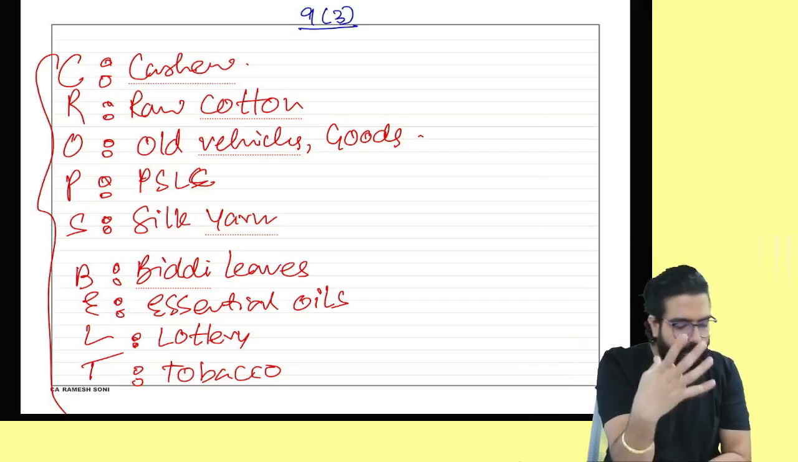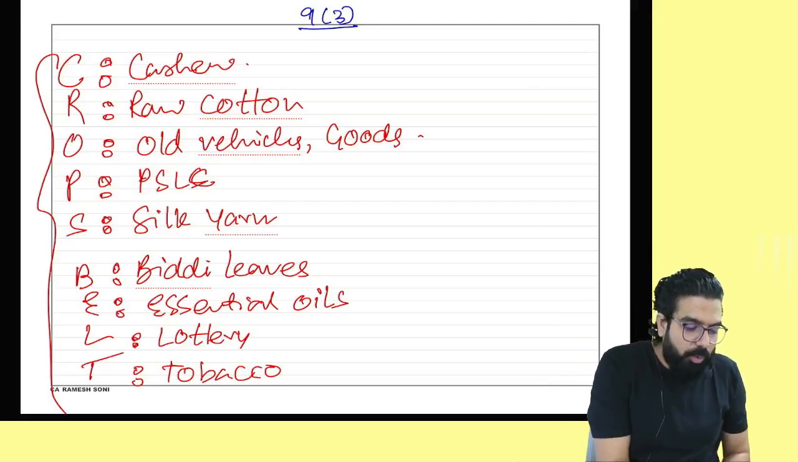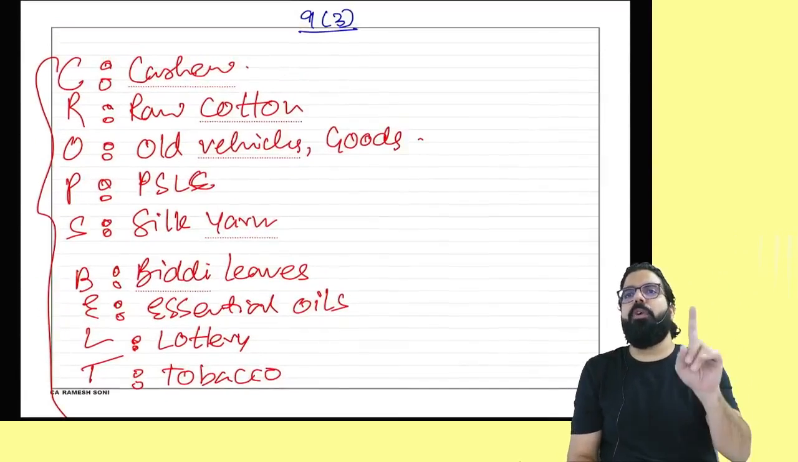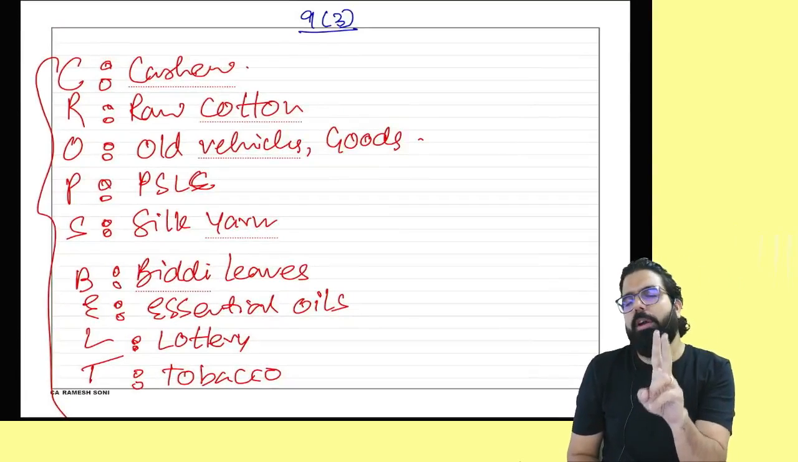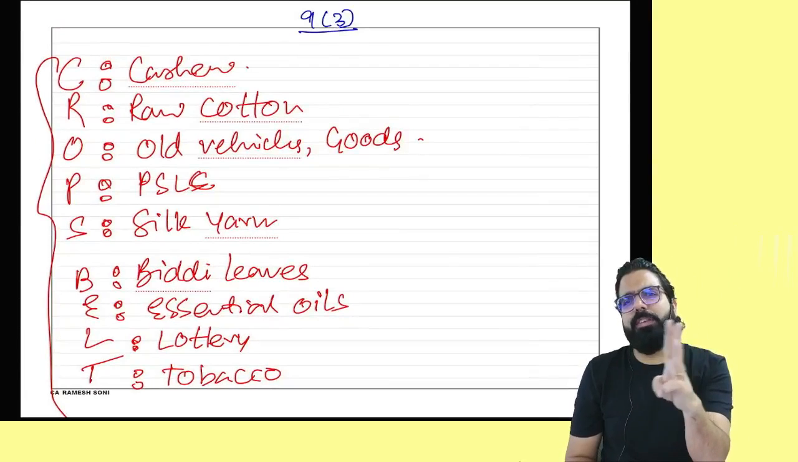You can take CROPS BELT also. Done, everyone? So what is CROPS, everyone? Crops belt. C for cashews, R for raw cotton, O for old vehicles, seized goods, etc.